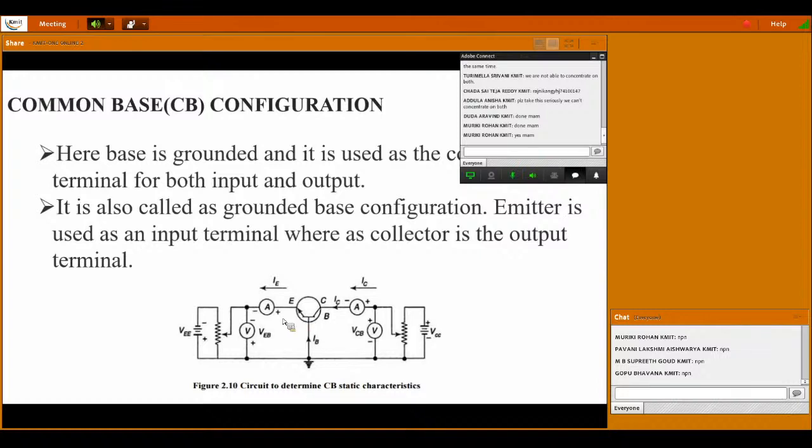Now this is an NPN transistor, so the base to emitter junction must be forward biased and the collector to base junction must be reverse biased. Hence, since the collector is of N type, we applied the positive terminal of VCC to it, and the negative terminal of VCC is connected to the ground. At the input side, to obtain forward bias, since the base is of P type, we connected the VEE source with the positive terminal to the base and the negative terminal to the emitter.